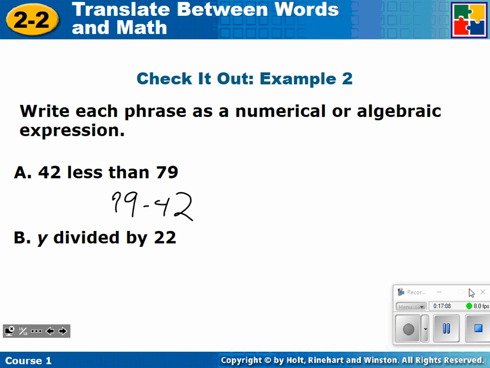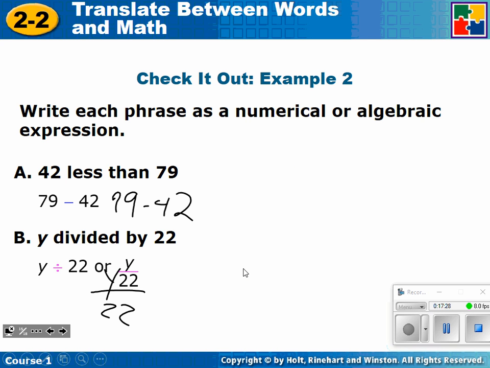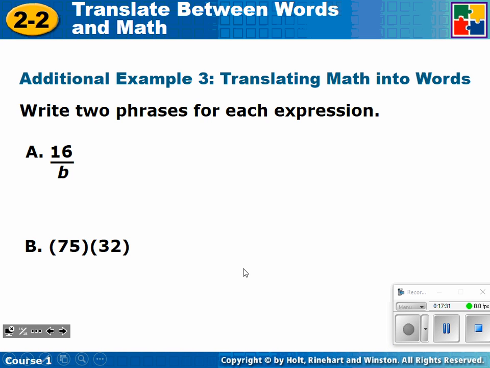Y divided by 22. Tell me it as a fraction. What over what? What goes on top, the Y or the 22? The Y. Top to bottom, you read it top to bottom. Y over 22. Okay? Also, you're going to have to write two phrases, so you're going to have to write this in words. So you'd have to say 16 divided by B. Remember, top to bottom. Okay?